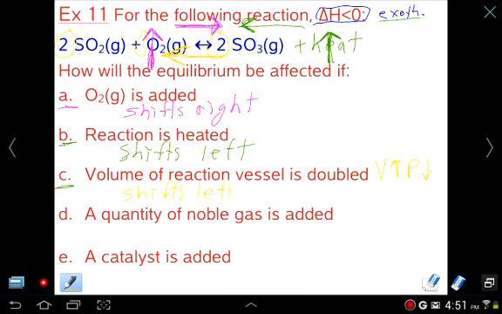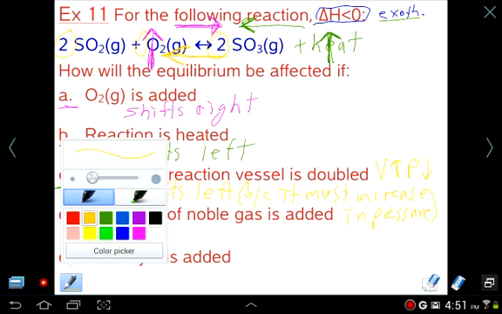You can say because it must increase in pressure due to the decrease that we've put on the system. And then part D, we use this color here.